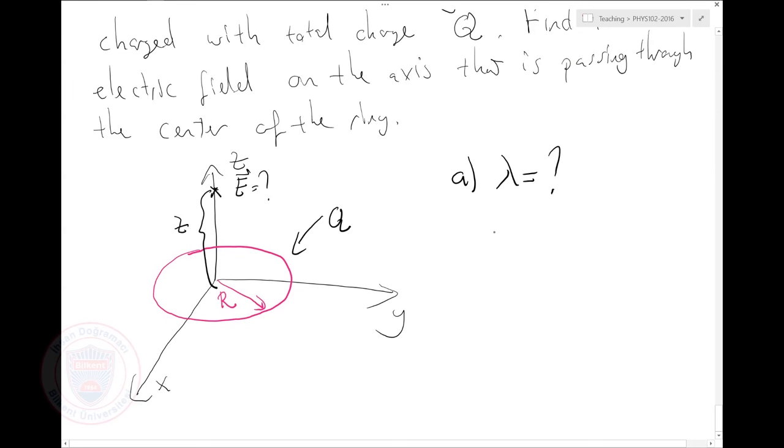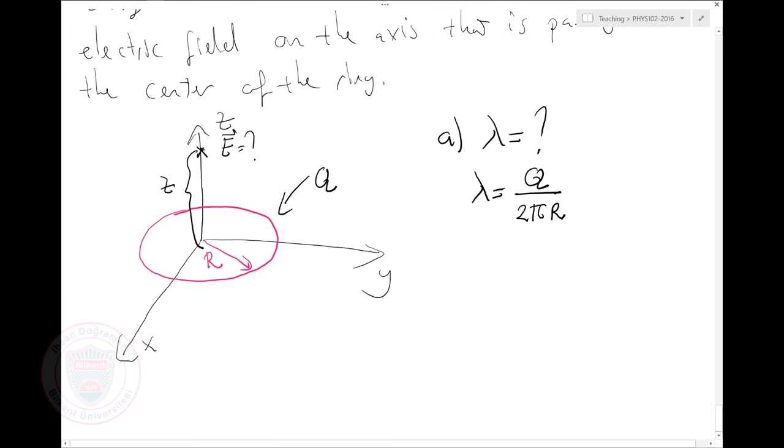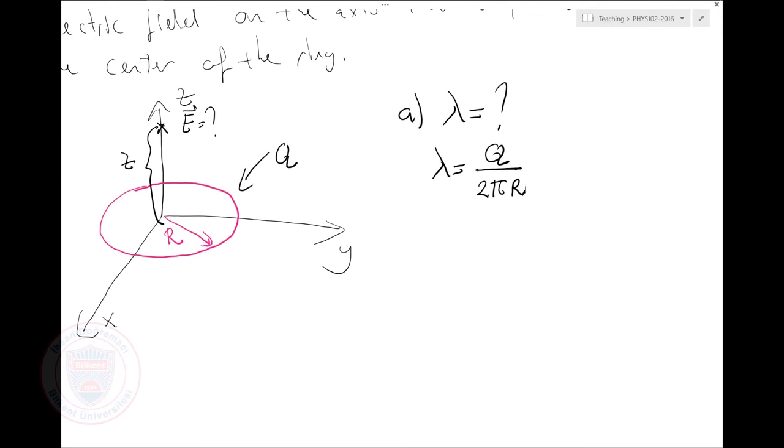Let's now try to understand the distribution of charges. What is the one-dimensional charge density on the ring? Q divided by the total length of the ring. What's the total length of the ring if the radius is R? 2 pi R. Excellent. But now, the electric field. How do I find the electric field?